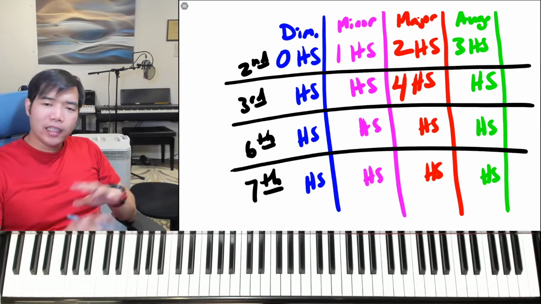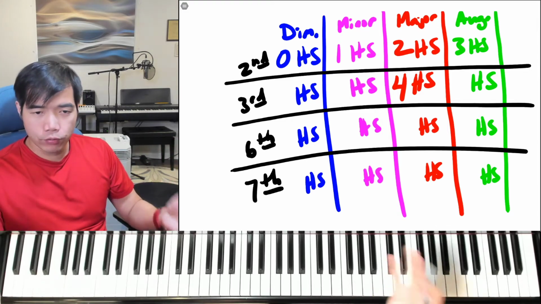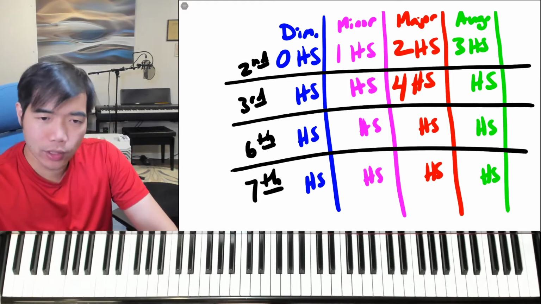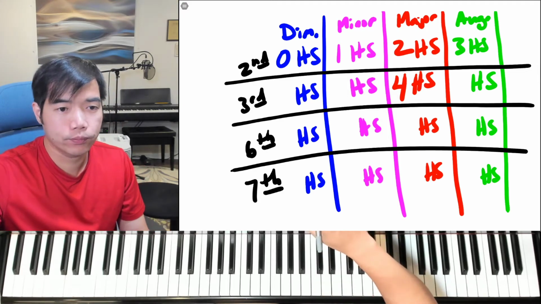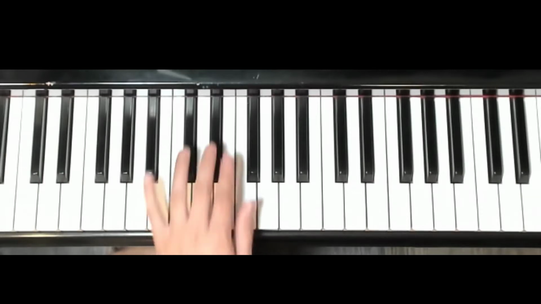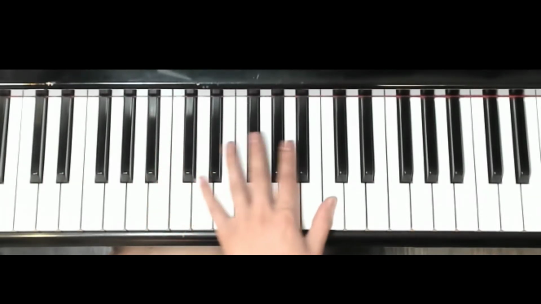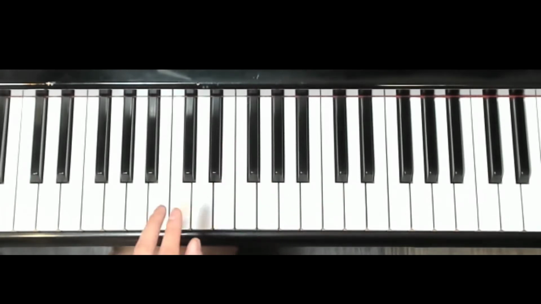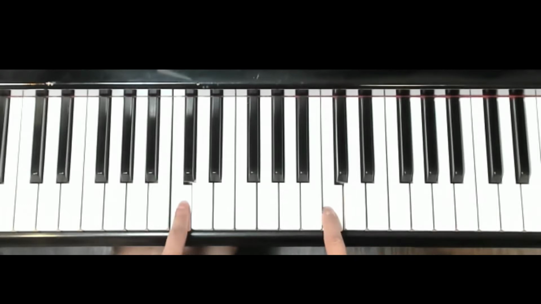Now let's say you'd like a system to help you remember these and you forget. Maybe you're doing an exam or an assignment and you can't remember how many half steps are in between some intervals. Let me show you a simple trick using the keyboard. It just so happens that you can use any major scale to determine the number of half steps between any of your major intervals and perfect intervals, including C major. C major is easy because all of the keys are white.